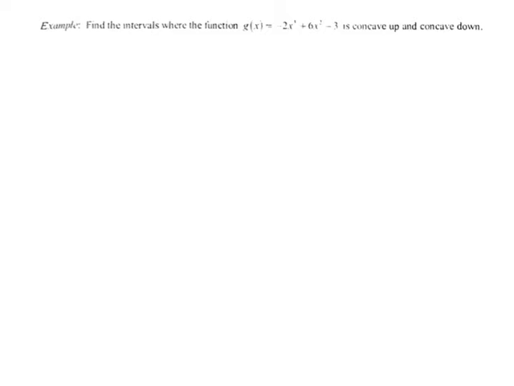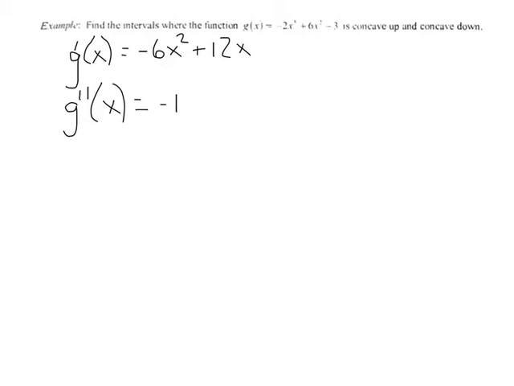Okay, let's go through one quick example of this. We're looking at the function g of x equals negative 2x cubed plus 6x squared minus 3. We want to know where it's concave up or concave down, and we just learned that to do that we need to look at the second derivative. So the first derivative, g prime of x, would be negative 6x squared plus 12x, and nothing after that. And we are interested in the second derivative, which would be negative 12x plus 12.